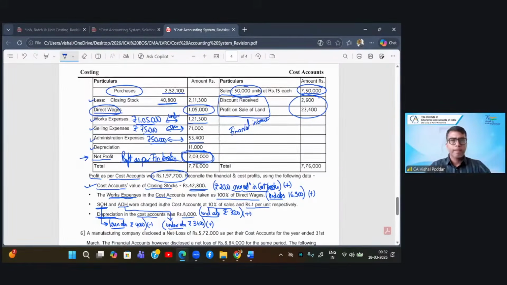Right? And the last item that is left is financial incomes. Now, both these are financial incomes. What is the impact? Because both these are financial incomes, financial profit is higher as compared to costing. My starting point is financial. I have to climb down. So I will subtract. Right, students? This is understood clear by everyone.